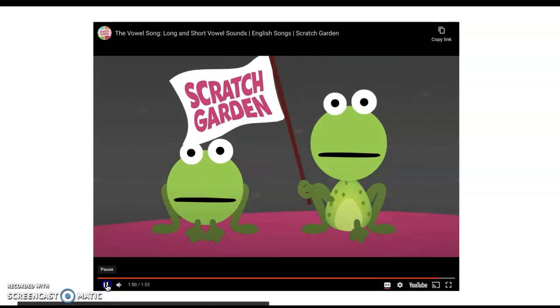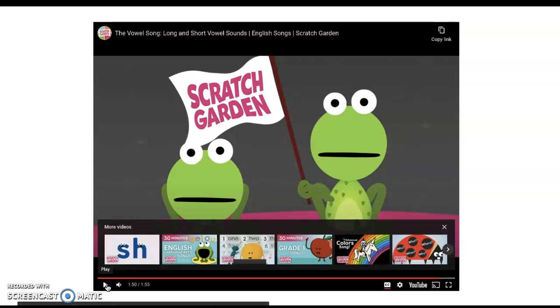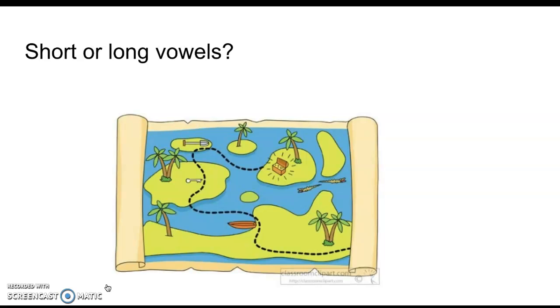All right. Now that we've finished that video and we've gone over the short sounds and the long sounds for each vowel, we're going to go to Seesaw and we are going to sort them, just like how we're going to do it right now. So I have short or long vowel pictures, and I want you guys to tell me, is it the short sound or the long sound? So what is this picture of?